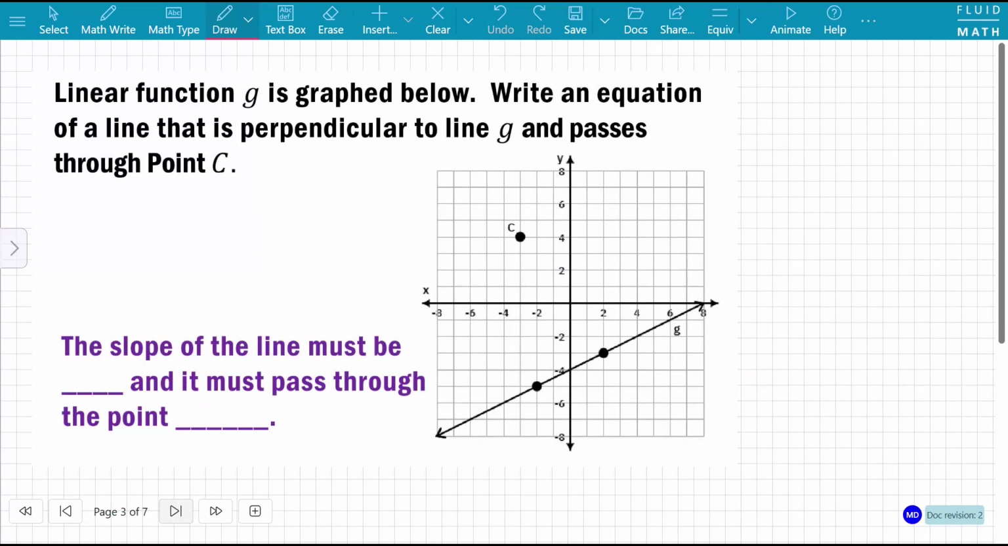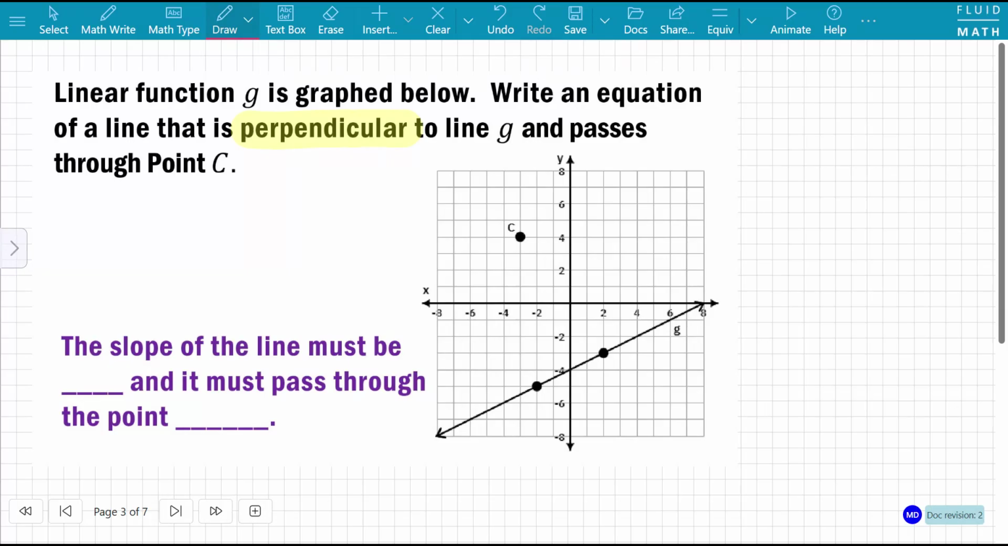Okay, let's take a look at this one. Now this time, they're asking me to find a specific line that's perpendicular. So I need to pay very special attention to the word perpendicular, okay? Because now I've got two different lines that I could be messing around with. I'm going to use, once again, my point slope form because it's my bestie.